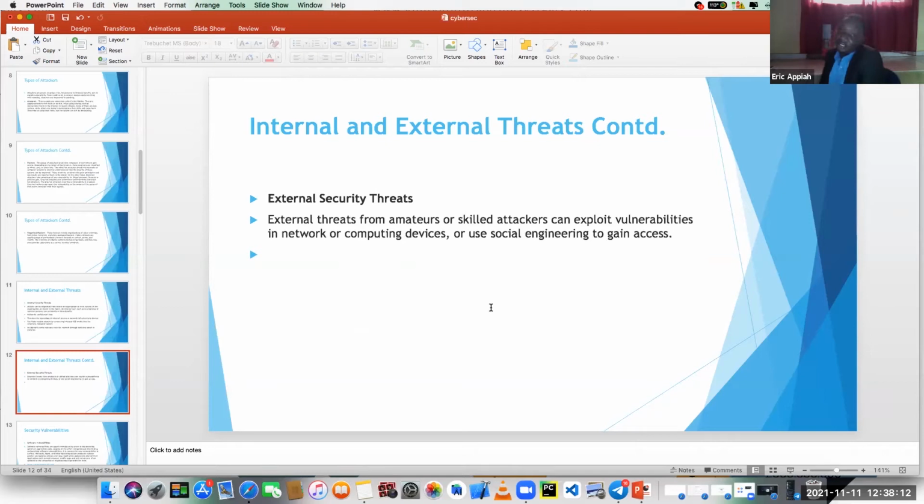And then for external threats, these are attackers. They exploit vulnerabilities in the computer network or use social engineering. Exploits of vulnerabilities are usually through sending a malicious file, phishing and all that, an email for you to click on, and then your system is attacked. Then they gain access to your computer. Or they can also use social engineering, like I said earlier on, where they call or email you pretending to be someone else, and then your employee accidentally reveals the information, and they use that information to gain access.